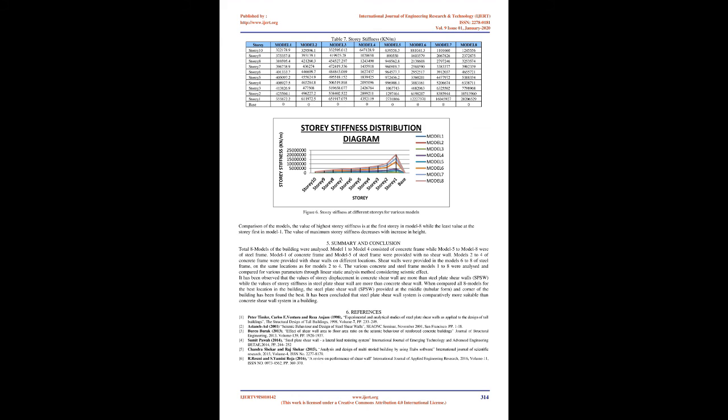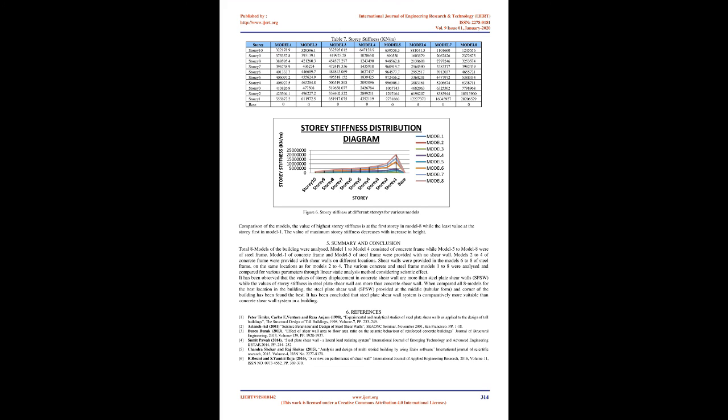5 Summary and conclusion. A total of 8 models of the building were analyzed. Model 1 to Model 4 consisted of concrete frame while Model 5 to Model 8 were of steel frame. Model 1 of concrete frame and Model 5 of steel frame were provided with no shear wall. Models 2 to 4 of concrete frame were provided with shear walls at different locations. Shear walls were provided in Models 6 to 8 of steel frame, at the same locations as for Models 2 to 4. The various concrete and steel frame Models 1 to 8 were analyzed and compared for various parameters through the linear static analysis method considering seismic effect.